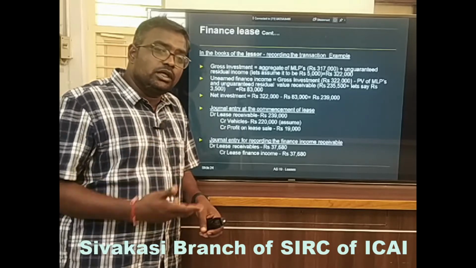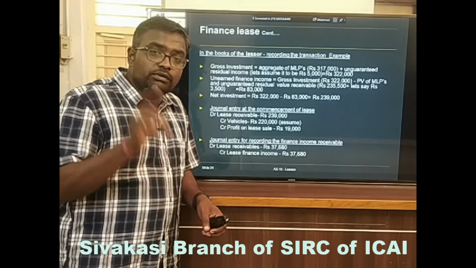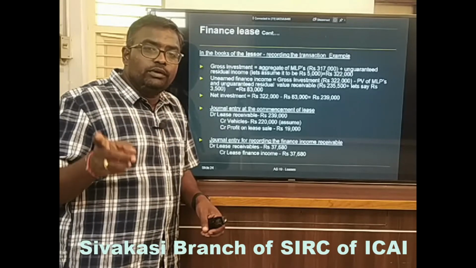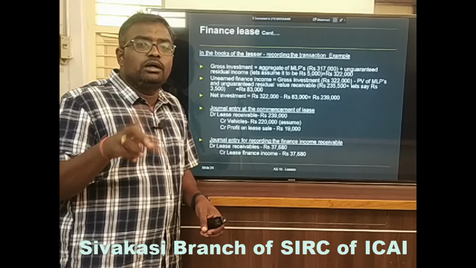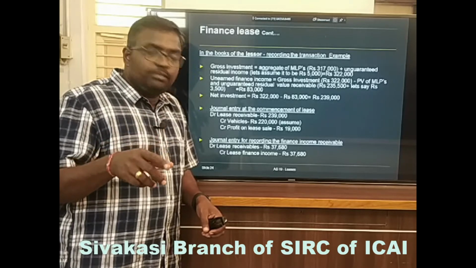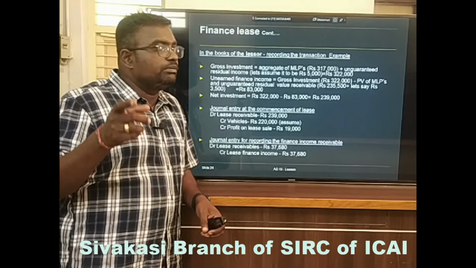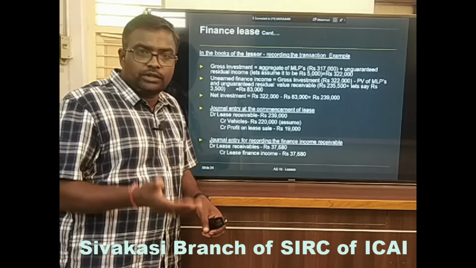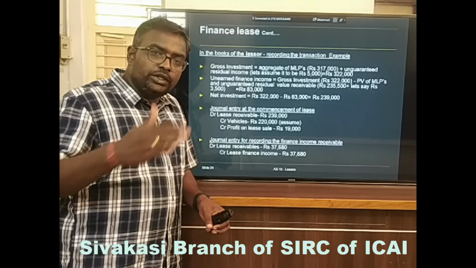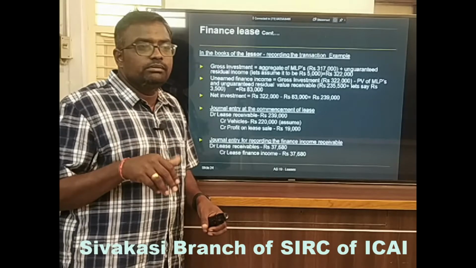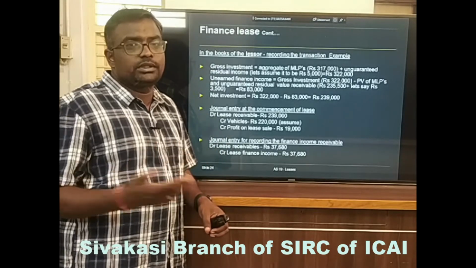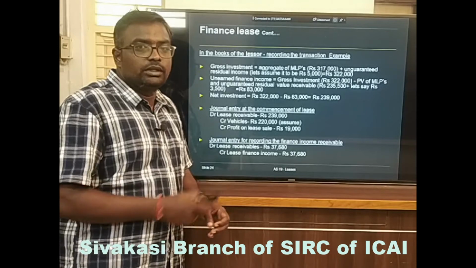In case of lessor books, it will be shown as receivable on day one, and you have to recognize the profit or loss on sale of asset on day one, and you continue to recognize the finance income using the same rate. You have to use 16%. In our example it was 16%.